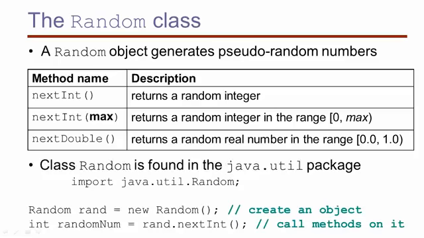The Random class is a part of the Java util package, and so if we want to use it, we must have an import java.util.Random statement at the top of our Java file. Then later in our code, we can create a Random object by saying new Random and assign it to a variable of type Random. And at that point, we can then invoke class methods on the object.